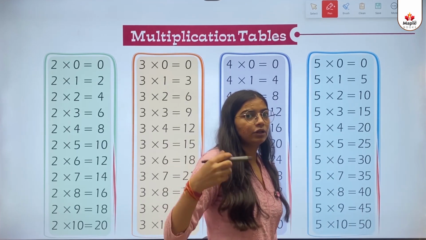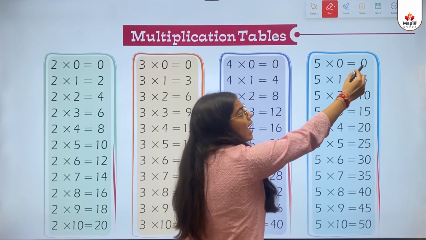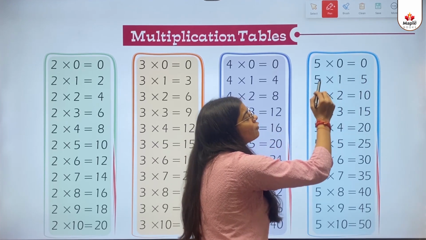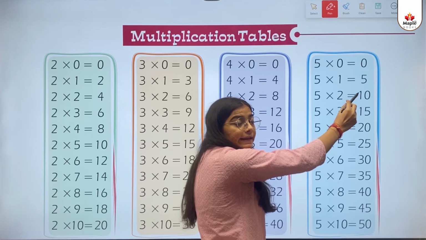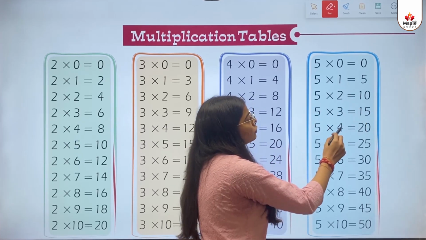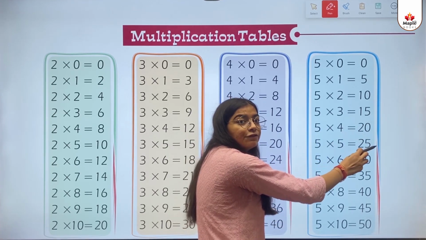Now the table of 5. 5 zeros are 0. 5 ones are 5. 5 twos are 10. 5 threes are 15. 5 fours are 20. 5 fives are 25.